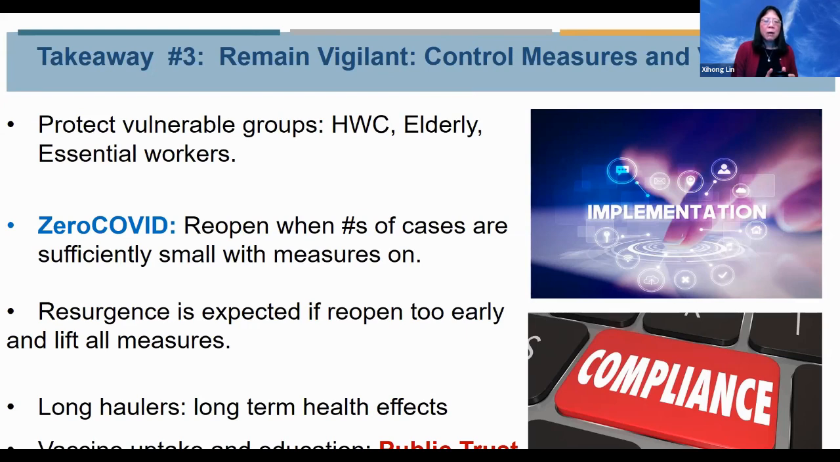However, successful vaccination is the defining challenge in 2021. This implies significant effort needs to be made to help with vaccine distribution, deployment, administration, uptake, and also vaccine education, so as to improve public trust.